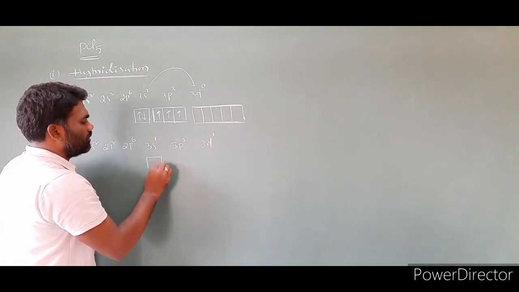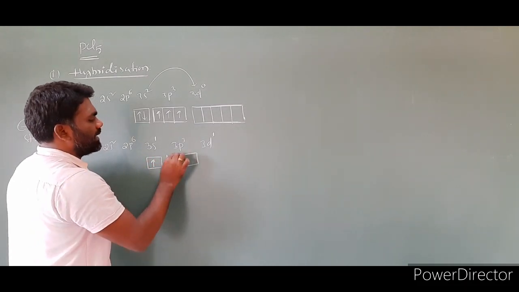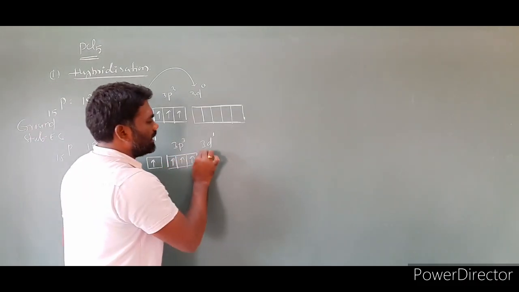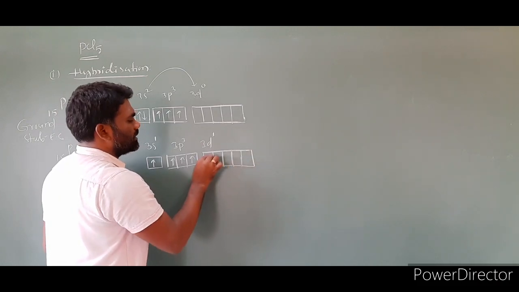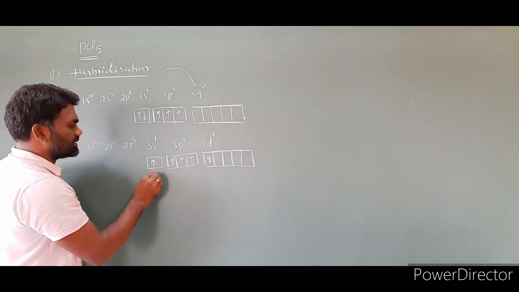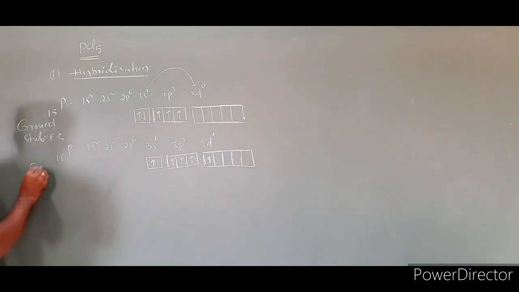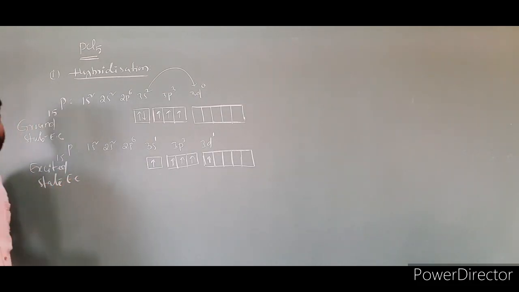Again we have to write orbital boxes for it. So the s orbital has only 1 electron. Each p orbital has 1 electron. Clear? This d orbital also has 1 electron. So this is the s orbital. This electronic configuration is called the excited state electronic configuration.